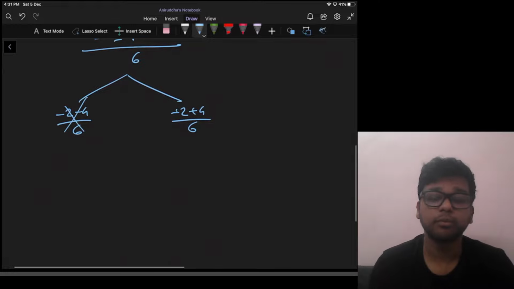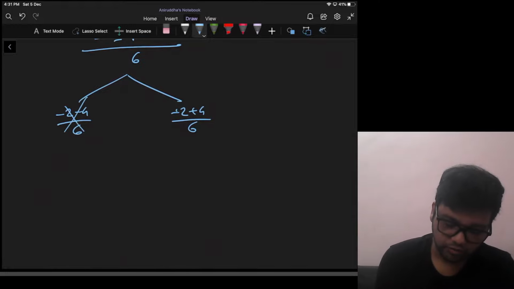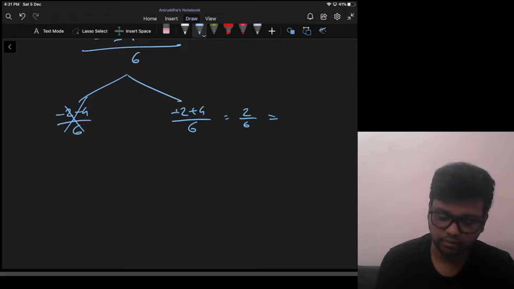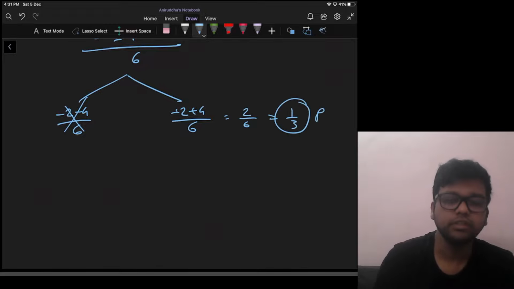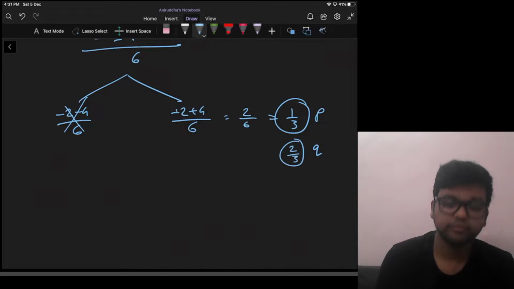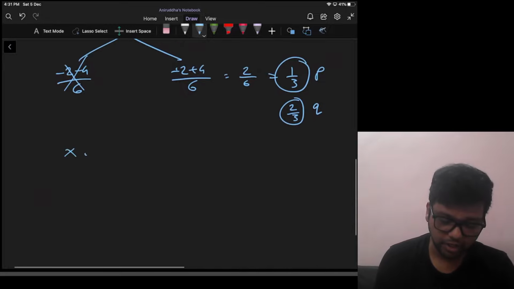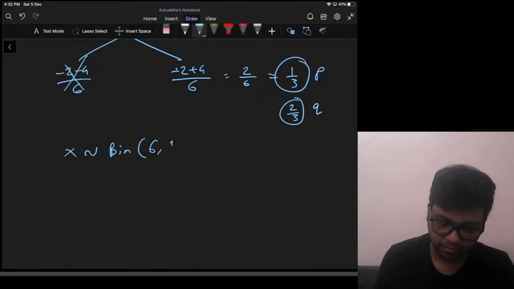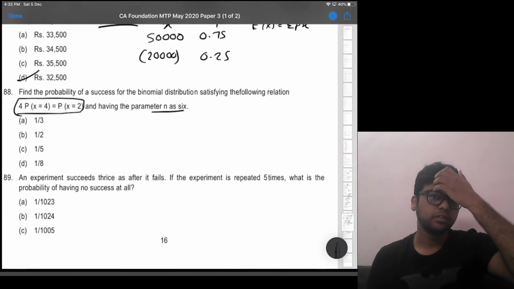The first is negative, and probability cannot be negative, so let's ignore it. 4 minus 2, 2 by 6, which is 1 by 3. This is the probability of success. That means the probability of failure is 2 by 3. So now we know that the binomial distribution follows parameters 6 and 1 by 3, that is n and p.